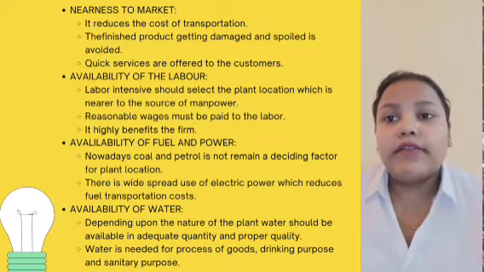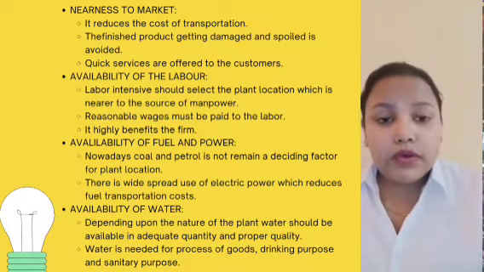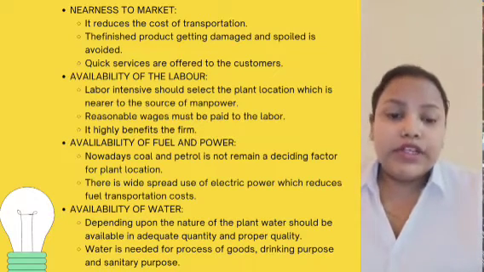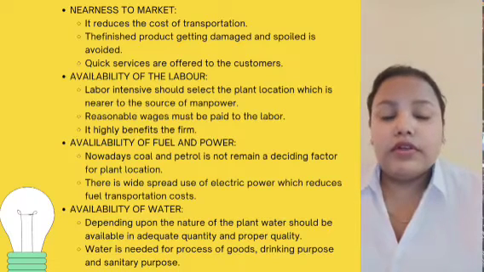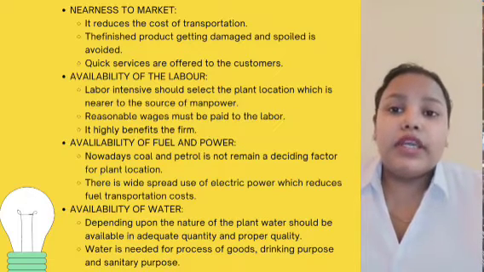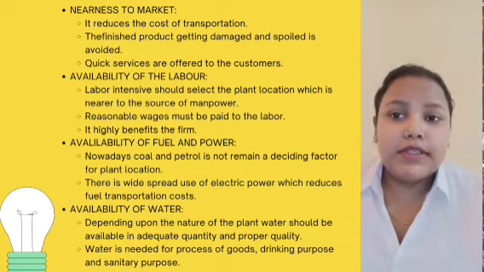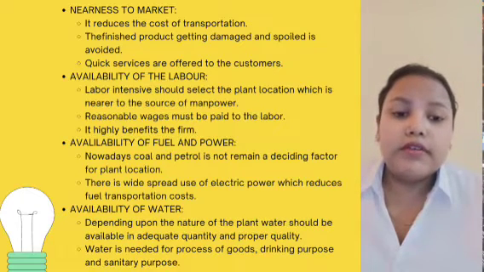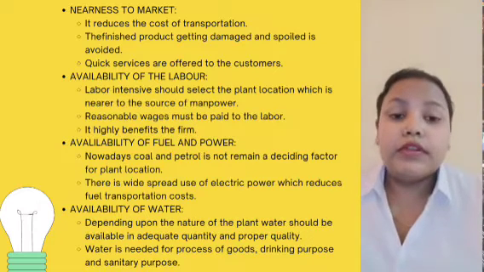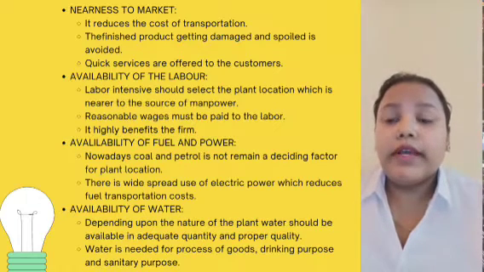The next point is availability of labor. What is availability of labor? Before selecting the location for your new factory or plant, you have to see that labor-intensive plants should select a location nearby the source of manpower. Reasonable wages must be paid to the labor. You have to see that you can get the labor needed for the factory nearby your location. You get the manpower.